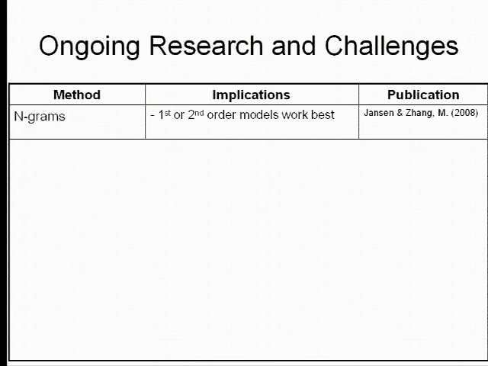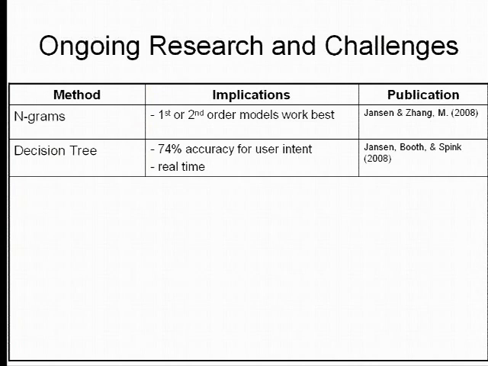I've looked at n-grams and state approaches, and really came up with the same findings that other researchers have come up with. Very, very short models seem to work the best. Decision trees: I tried to do classification of user intent, informational, transactional, navigational, and also at different subcategories. Using a very simple approach like a decision tree, we came up with a pretty good degree of accuracy. And the advantage of simple approaches is they can be implemented in real time.